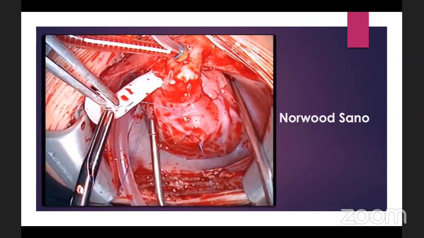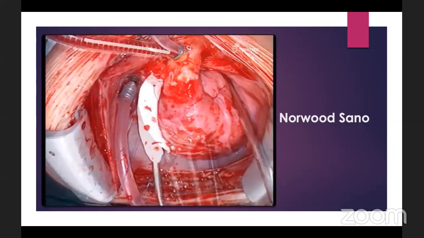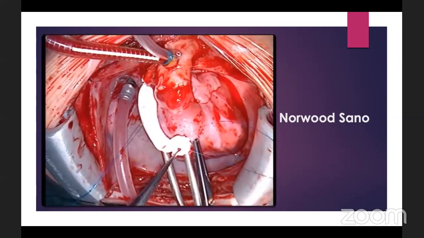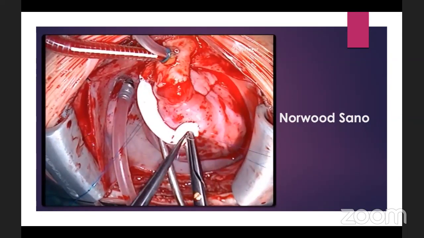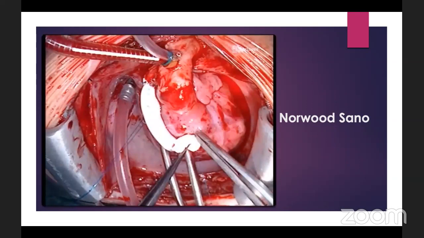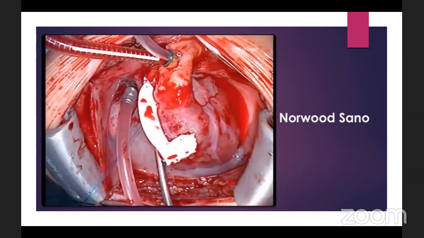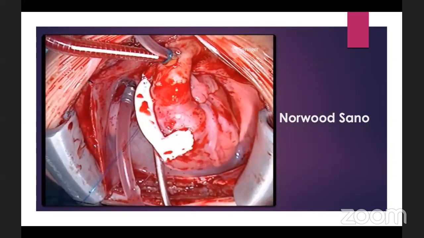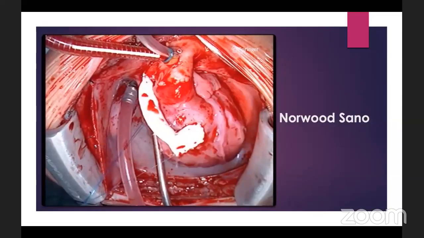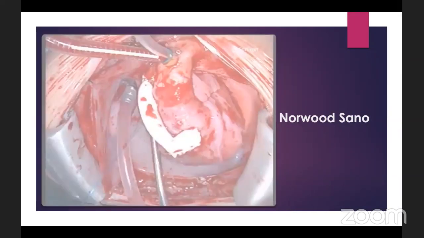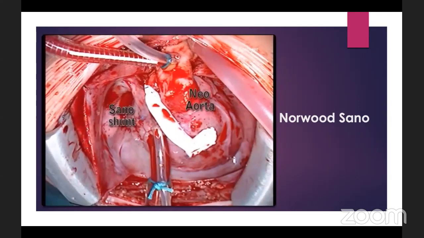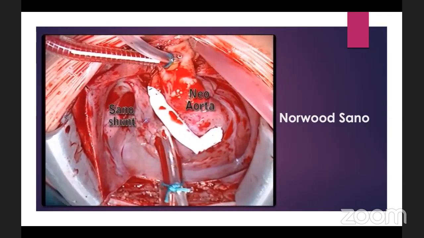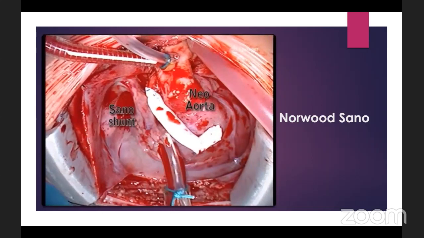It is believed that an RV to PA conduit provides less coronary steal and less pulmonary overcirculation, but there is the expense of doing a ventriculotomy. So the short-term data suggests superiority of the Sano shunt in survival, but the difference is not that big.